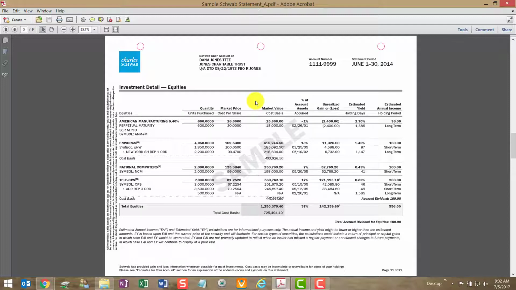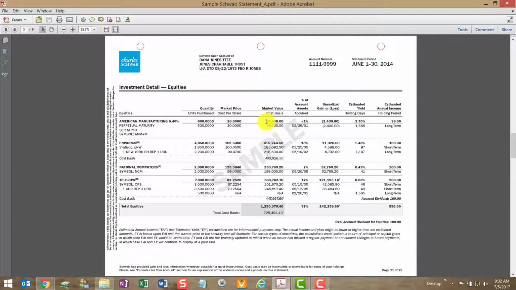Now, we would go to investment details. If you own individual stocks, which some of my clients do, you'll come here and you'll see the quantity of American Manufacturing. You'll see the symbol, which is ANM. The quantity is the number of shares that you own, and then the market price that it's currently trading at. The market price that's generated here is the last market price as of the statement date period. Then you'll have a market value, which is $15,600.